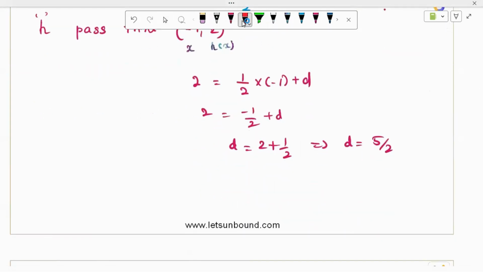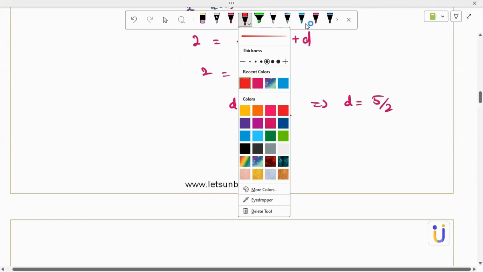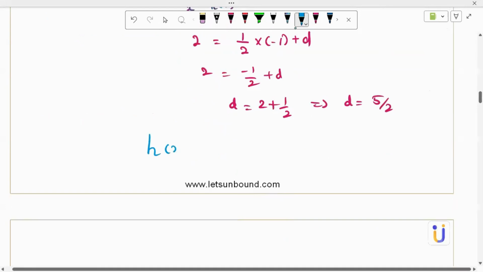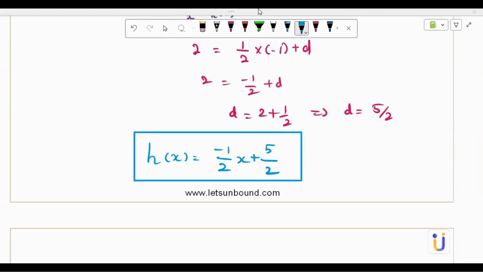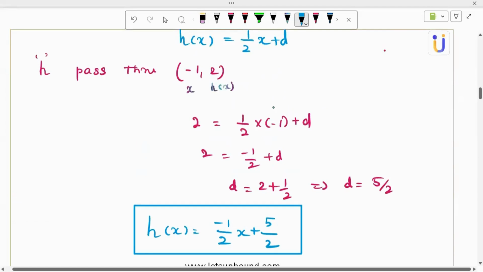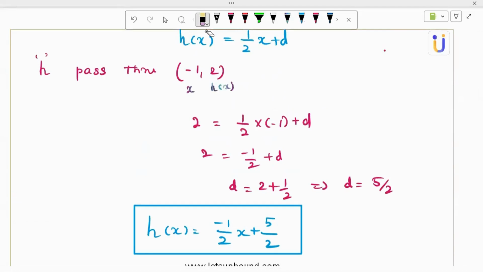That's it. Now h is complete. h of x is negative half x plus d, which is 5/2. This is our h of x, right? So simple and so easy. Wait, I think it's positive 1/2. It's a mistake. Just correct it. And we can get into the next part.